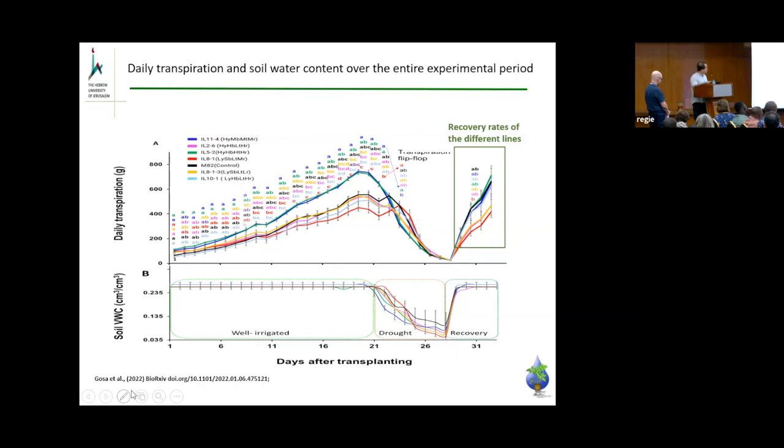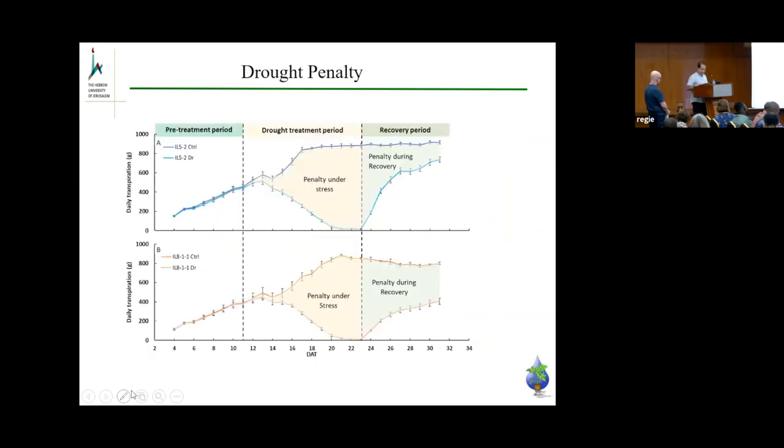I want to talk also about the recovery. After the stress, we recover the plant, and you can clearly see the difference in the recovery rate. Look at the productive line recovery rate, the 5.2 versus the 8.1. The 5.2 is the ideal type, the 8.1 is the not so good one. Look at the huge differences in the penalty. The penalty is the rate of recovery.